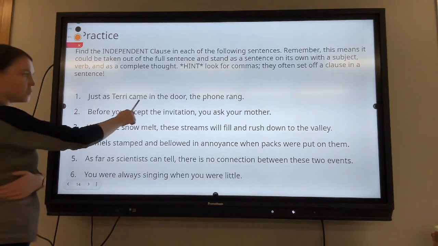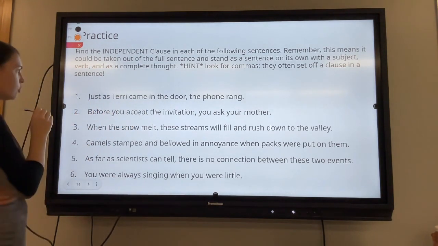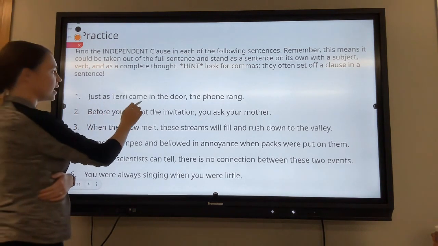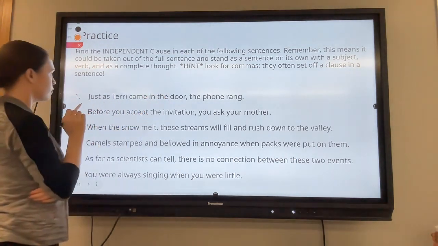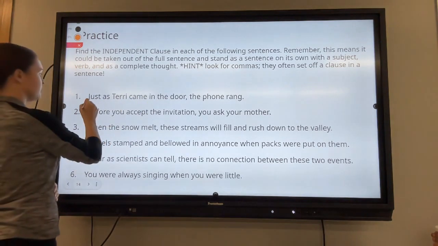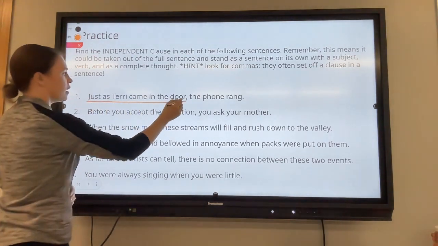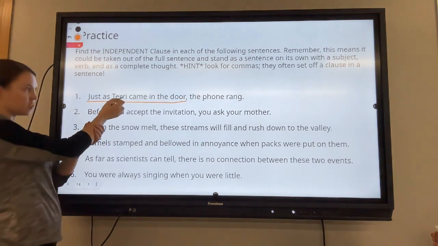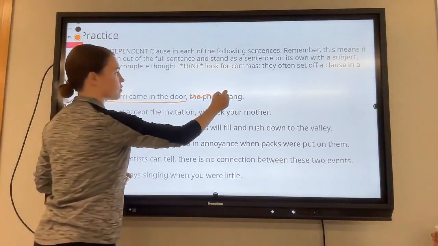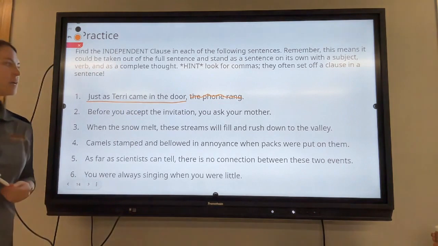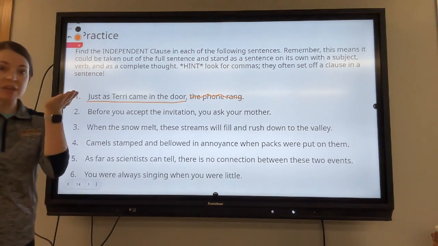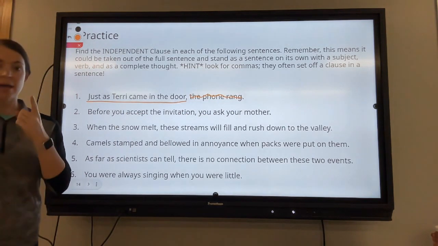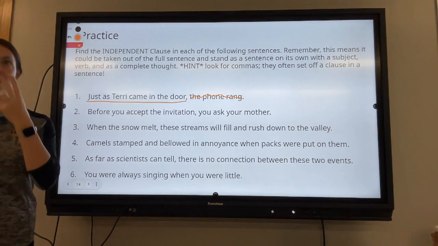Let's take a look at this phrase and see if it can stand alone before the comma. Just as Terry came in the door. Let's say I think that's the independent clause. All right, if that's the independent clause, we'll try it out. We have a subject, we have a verb. Let's cross off the rest of this. If this is my independent clause, I could lift that up out of the sentence, plop it down by itself, and it would make sense. Have a subject, a verb, and be a complete thought.